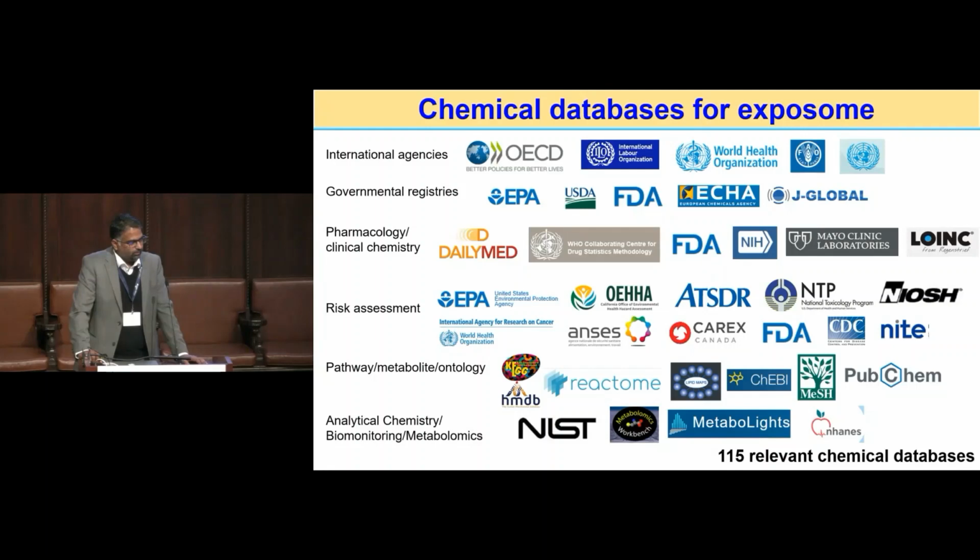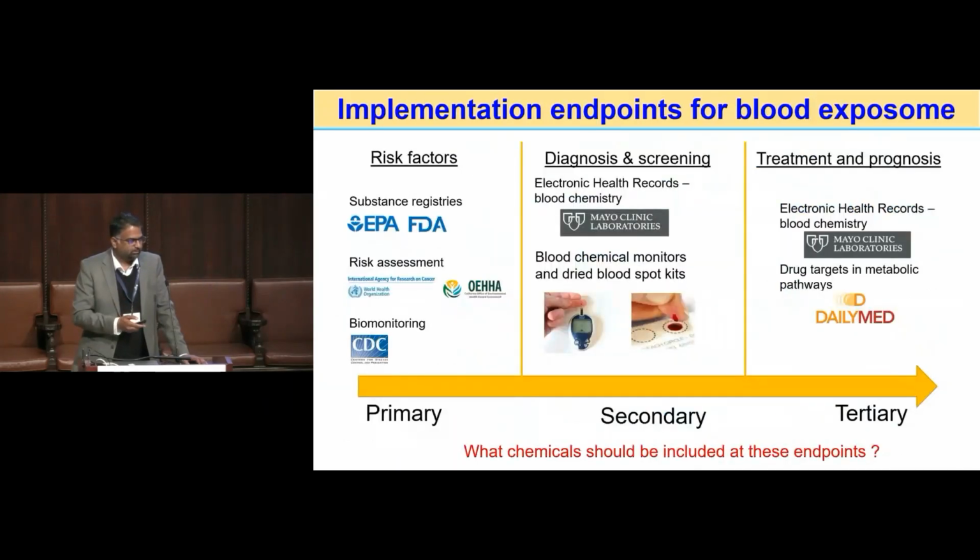So there are more databases that will be coming in these categories. And the goal, I think, will be how we annotate chemicals from one database to another one. And this way, a database becomes an implementation endpoint for blood exposome. If you look at the prevention spectrum, we have primary prevention, secondary, and tertiary prevention. So on the primary prevention side, there are substance registries, risk assessment databases, and biomonitoring. So it's CDC, or IARC monograph, or we have substance registry, EPA or FDA.